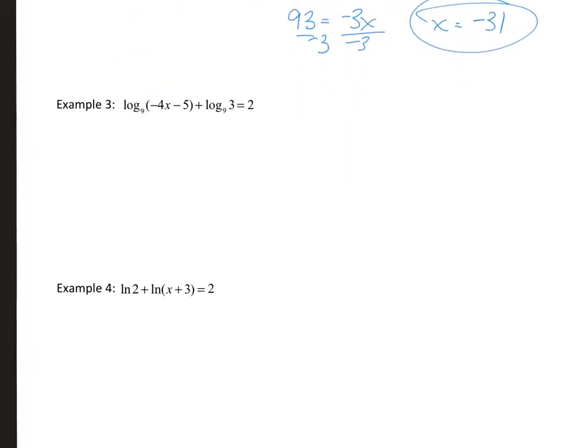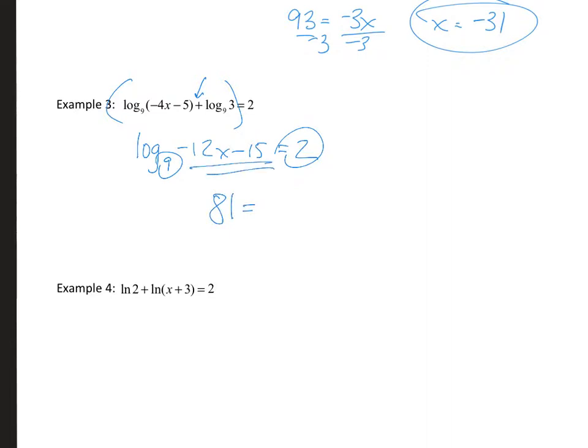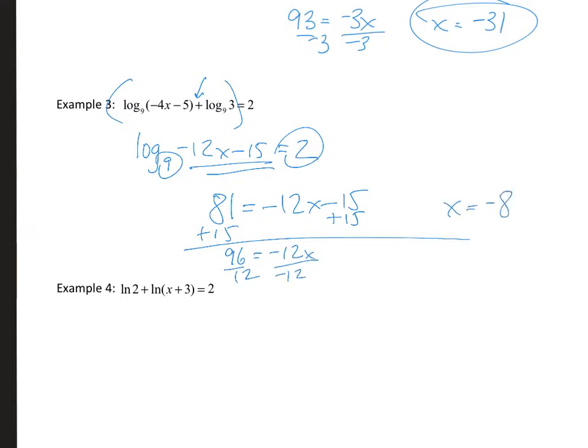All right, scooting it up. Again, some more practicing here. Condense the left. This is going to be multiplied, so I'm going to have negative 12x minus 15 equals 2. And then, again, I need to get this out of log form and put it into exponential form. So it's going to be 9 squared, which is 81, equal to this argument. Okay, I'm going to add 15 to both sides. So I now have 96 equals negative 12x. And if I divide by negative 12, I should get x equals negative 8.